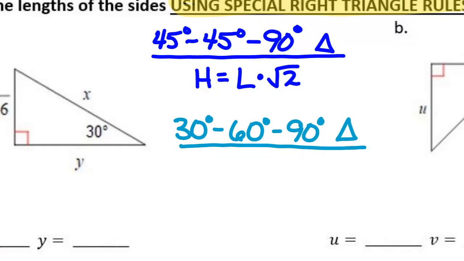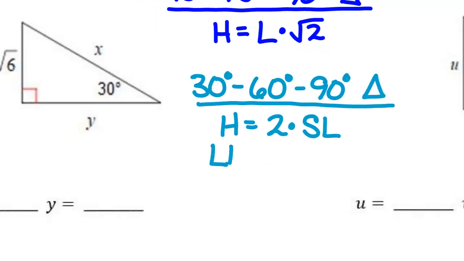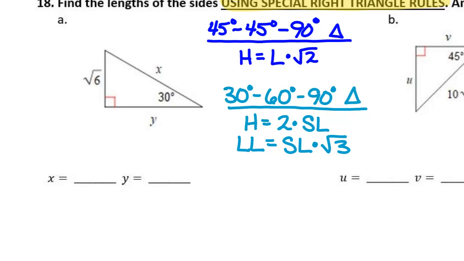we had two rules. With the 45, 45, 90s, two of the sides were the same. So I either know both sides and I'm looking for the hypotenuse, or I know the hypotenuse and I'm looking for both sides. With a 30, 60, 90, all three sides are different sizes. The hypotenuse is equal to 2 times the short leg. And the long leg is equal to the short leg times the square root of 3.